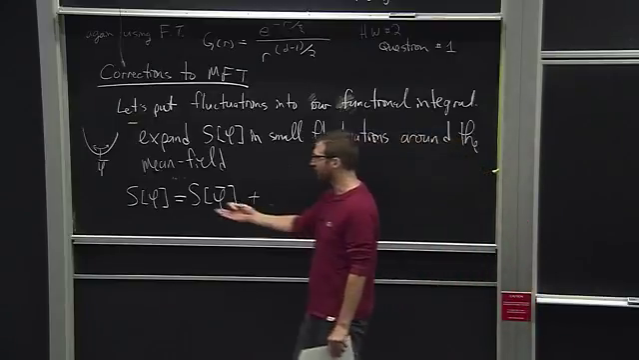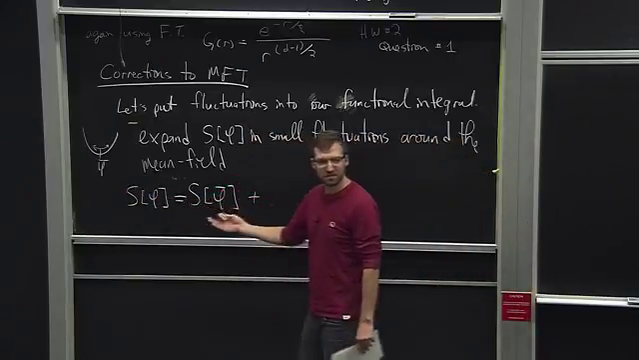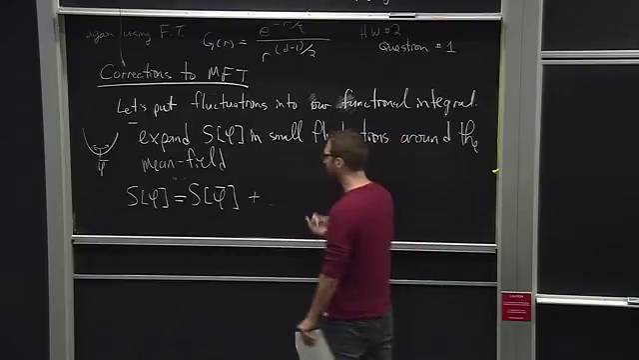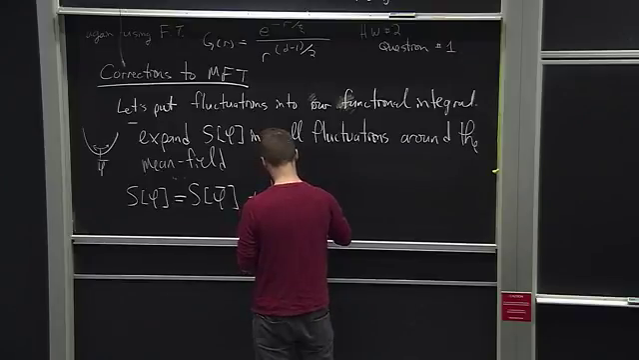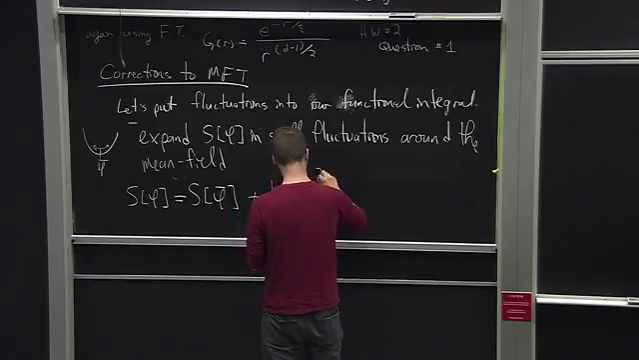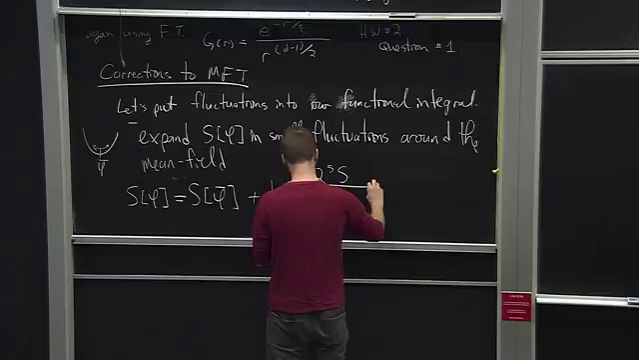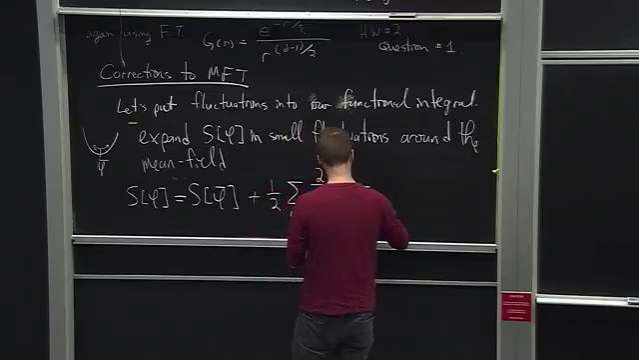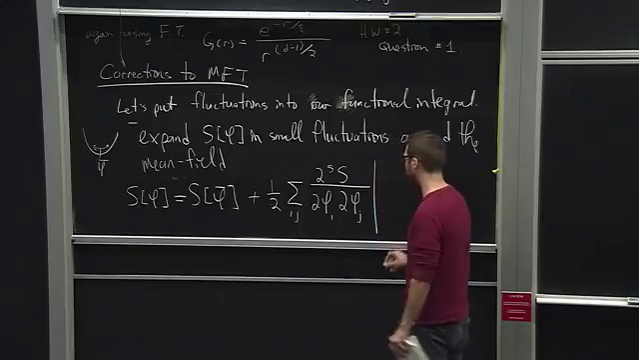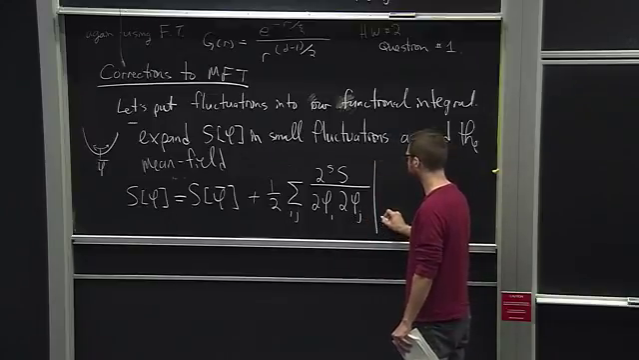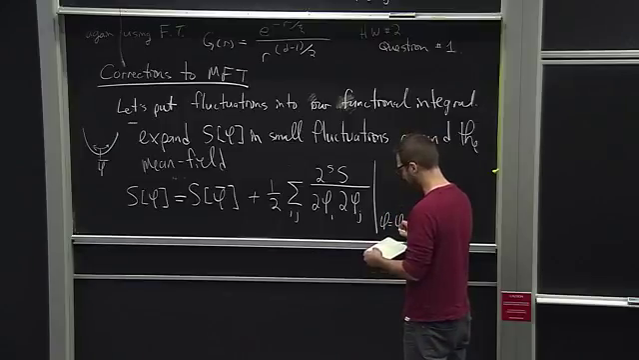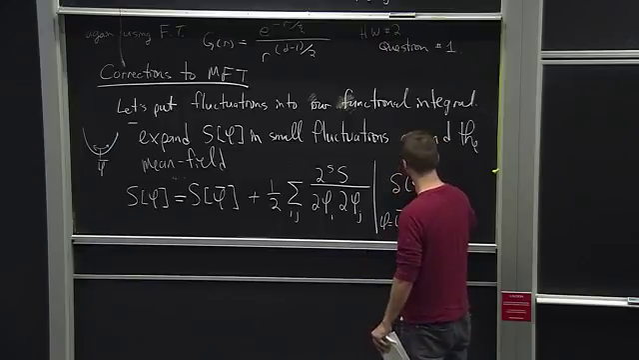It's 0 because we're at that minimum, right? So all we have to deal with is this second order term. So we need two partials, right, with respect to two different field values. Phi equals phi bar plus delta.